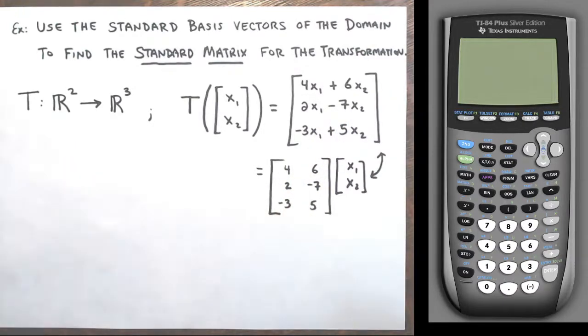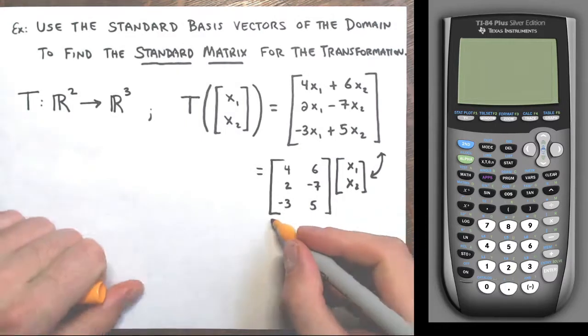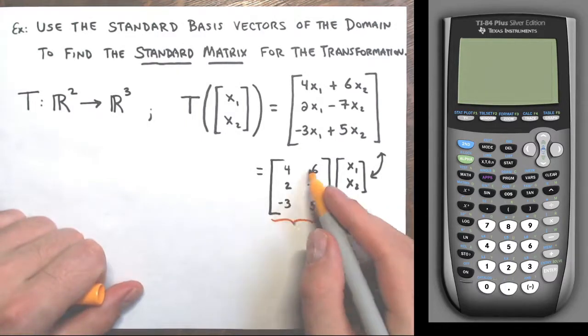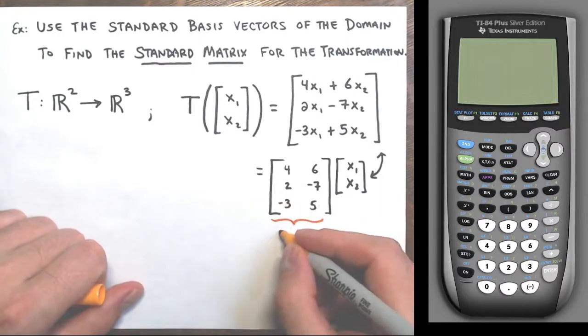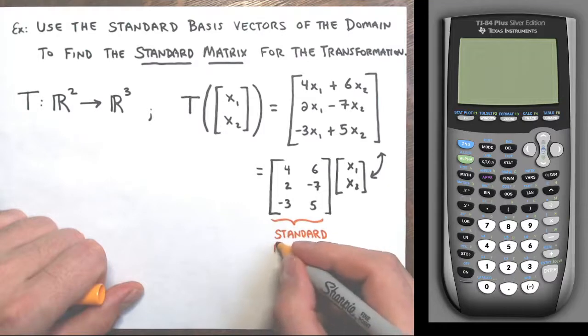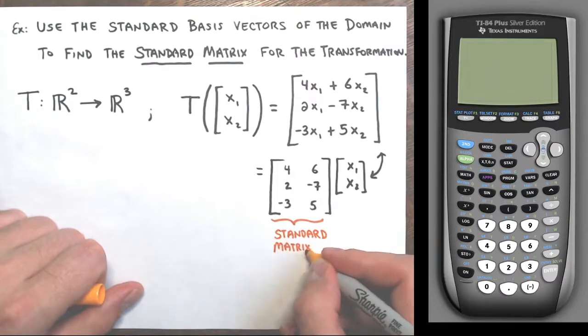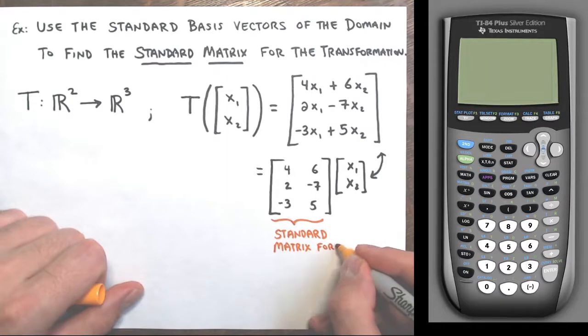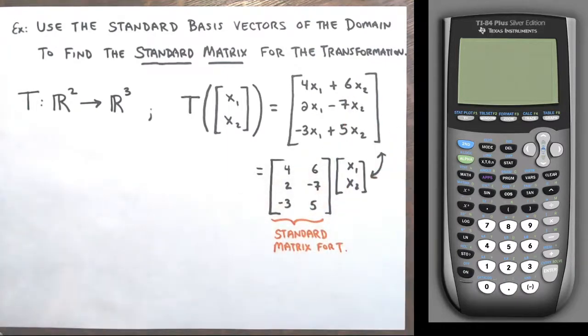And this 3x2 matrix, 4, 6, 2, negative 7, negative 3, 5, is called the standard matrix for T. So it's very easy to create on your own, once you recognize that it's a linear transformation or a matrix transformation. It is really that quick and simple. Just down each column of the matrix, you put the coefficients of the input variables in the correct order.